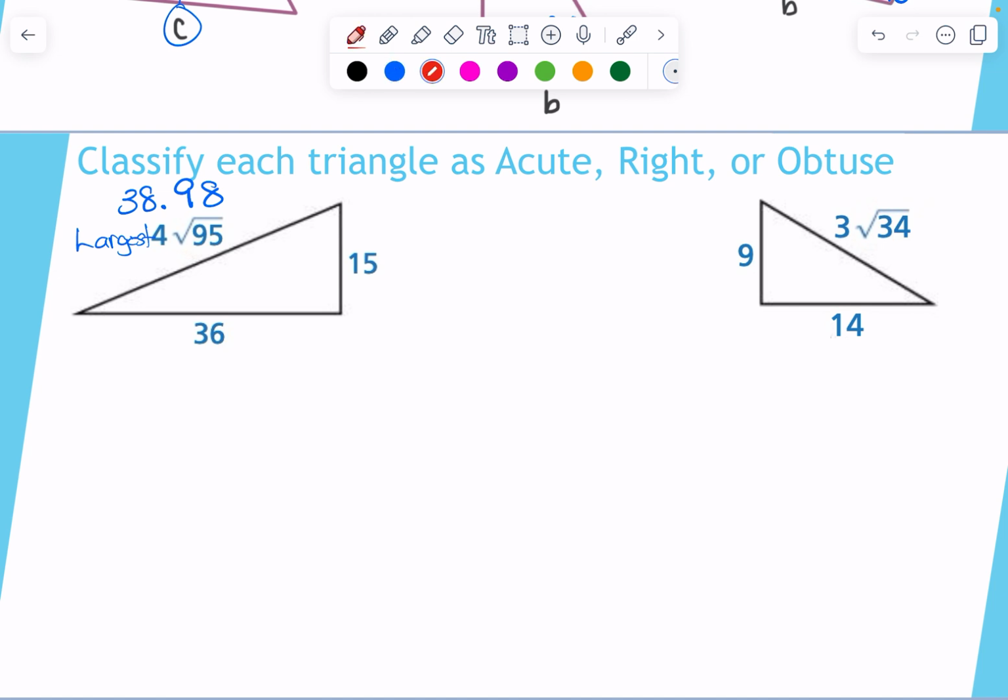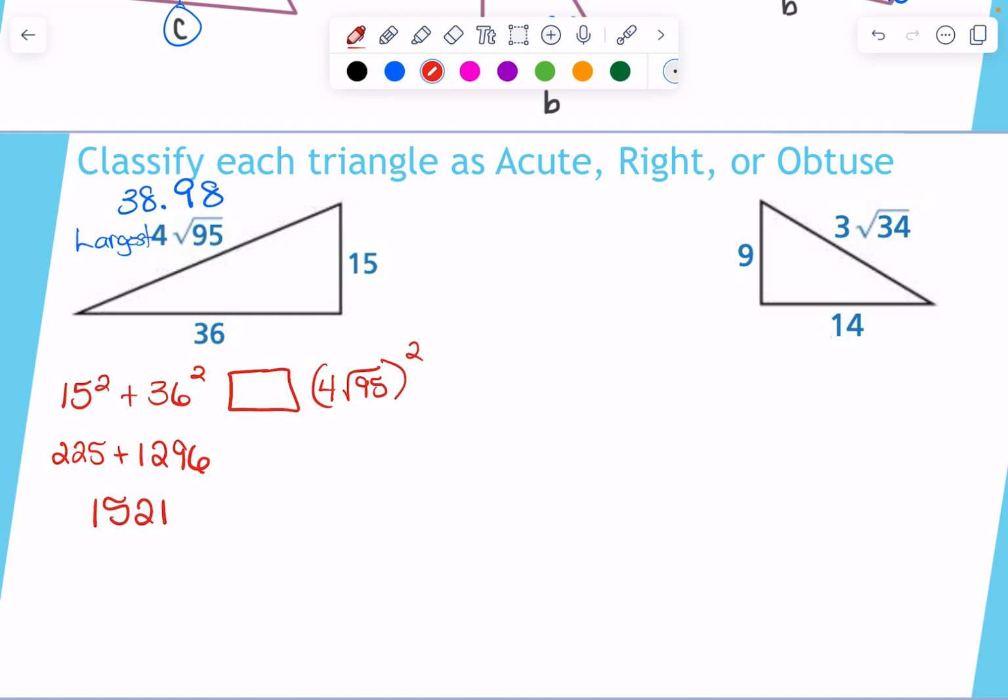So now what I do is I do a little bit of math. I'm going to go 15 squared plus 36 squared. What are you in comparison to 4 square root of 95 squared? Okay, so let's do a little bit of math. We're going to start off and we're going to go 15 squared. Well, that's 225 plus 36 squared. And 36 squared is 1296. I'm going to add those together. And that's going to give me a total of 1521.